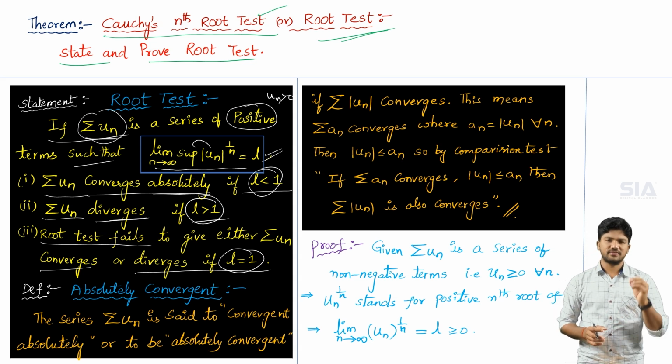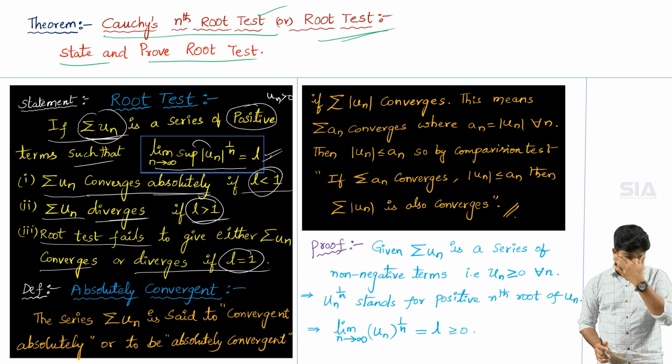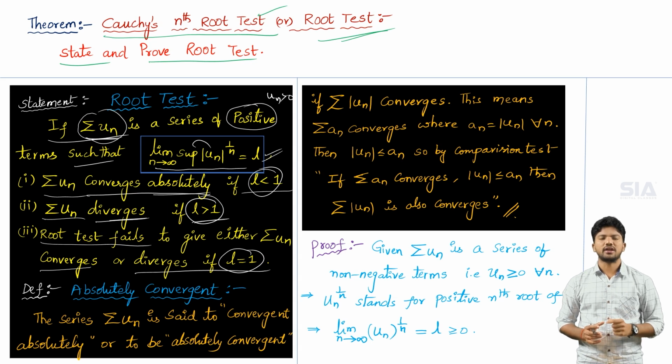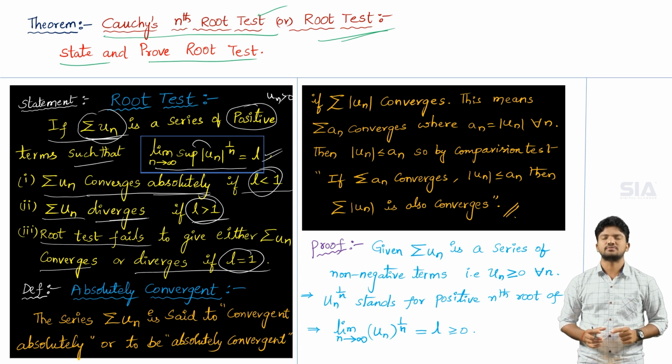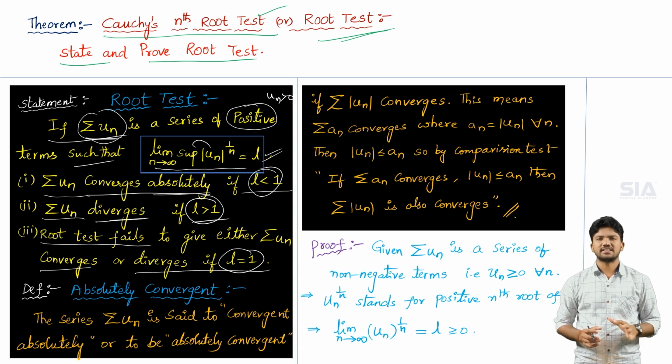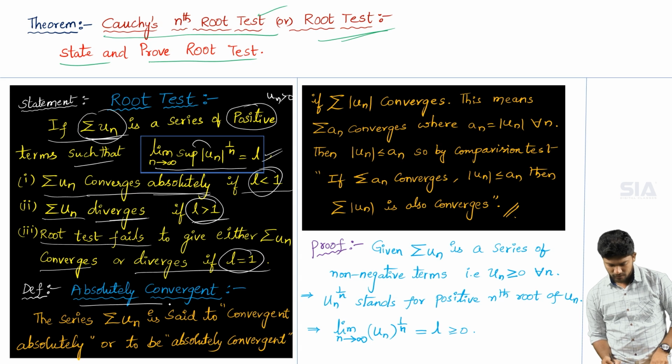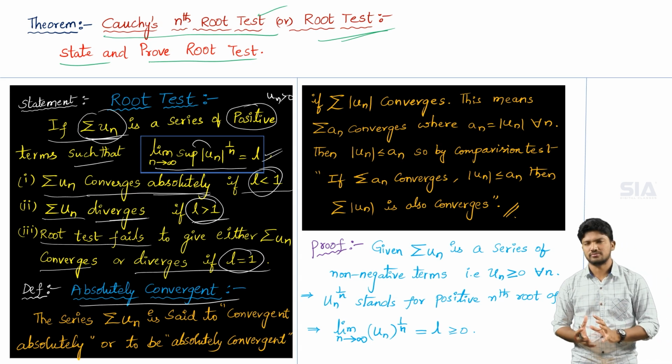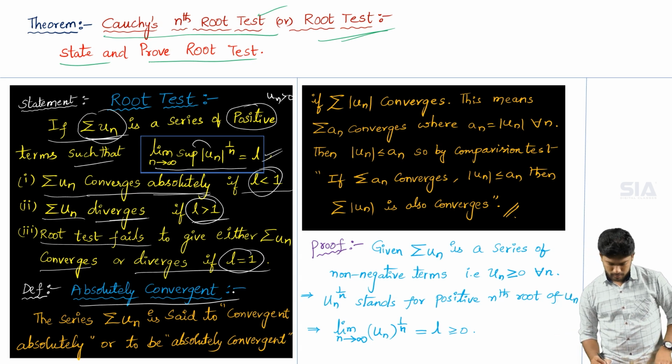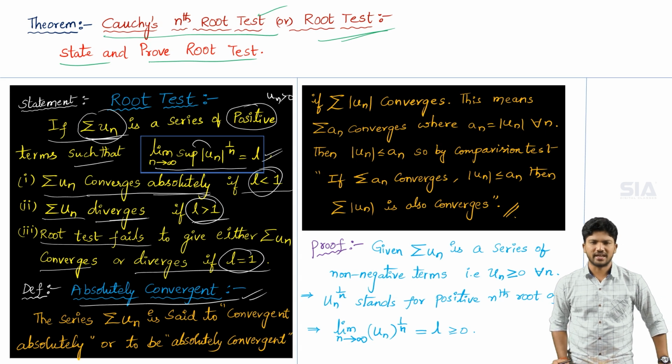In the examination, if they ask to state and prove the root test, you have to keep the heading as the root test or Cauchy's nth root test. After that, you have to write down the statement of the root test. Now in this root test statement, we have one new word, that is converges absolutely. You know very well the meaning of convergent, but we have not discussed convergent absolutely. So let's see the definition of absolutely convergent, or convergent absolutely, whatever you can call it.